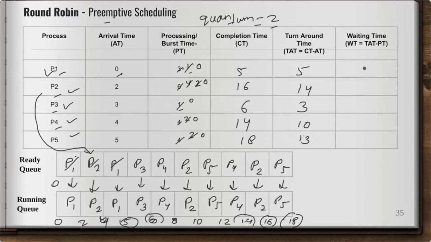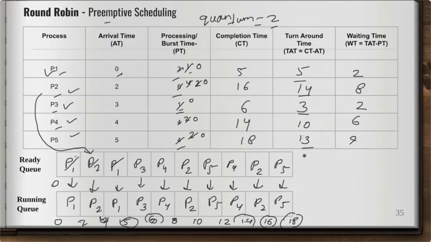Okay, and then waiting time will be TAT minus PT, which means turnaround time minus processing time. So 5 minus 3 is 2. 14 minus 6 is 8. 3 minus 1, 2. 10 minus 4, 6. 13 minus 4, 9. Okay, so in the examination, it will ask you, please calculate the average turnaround time.